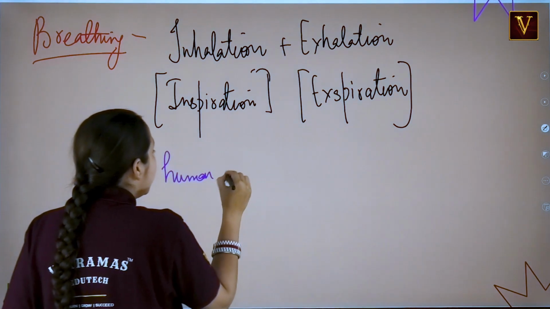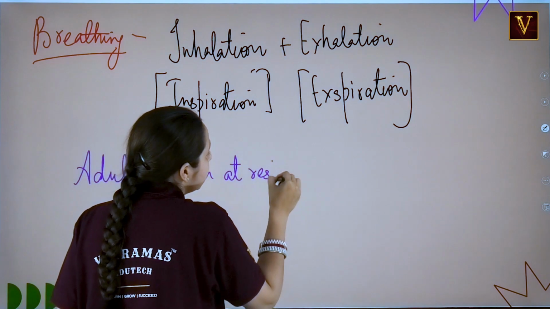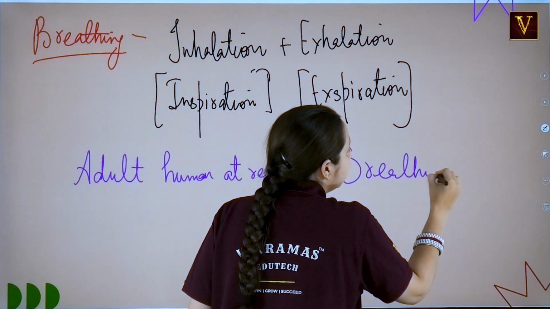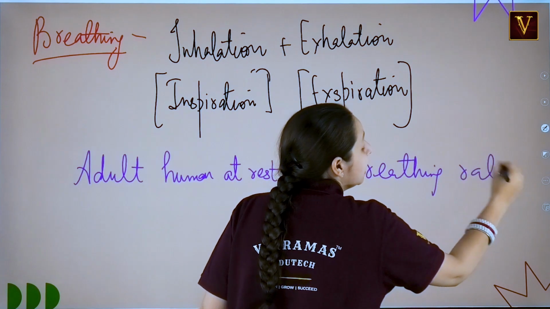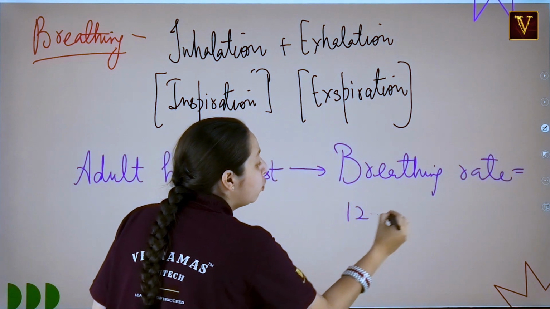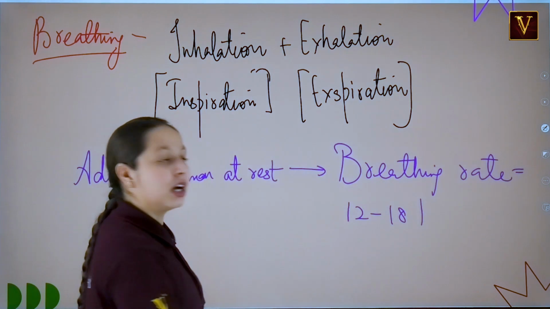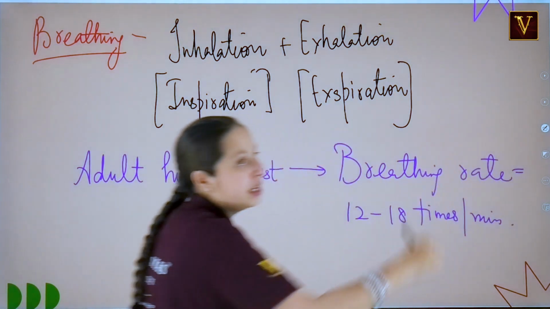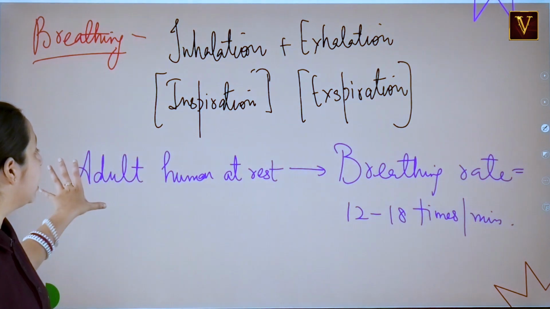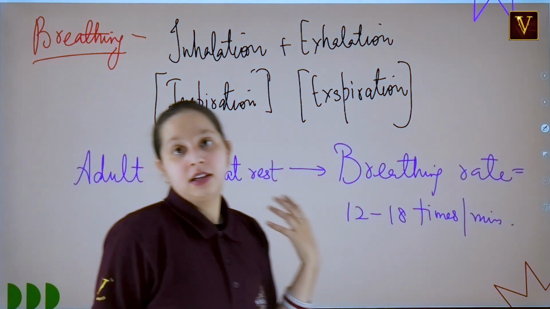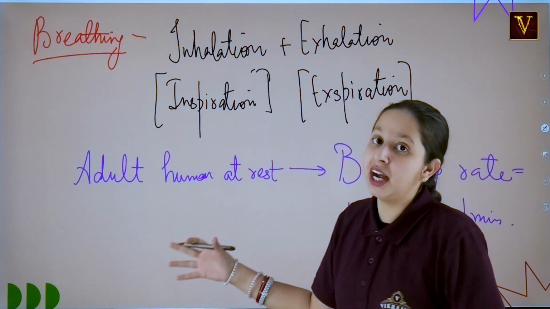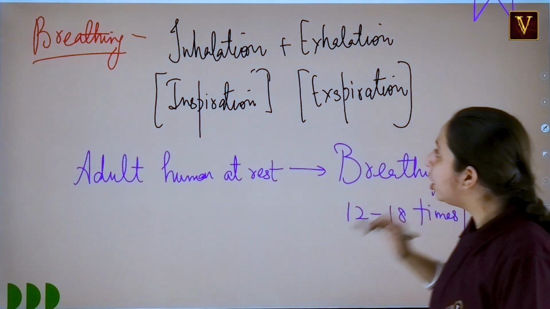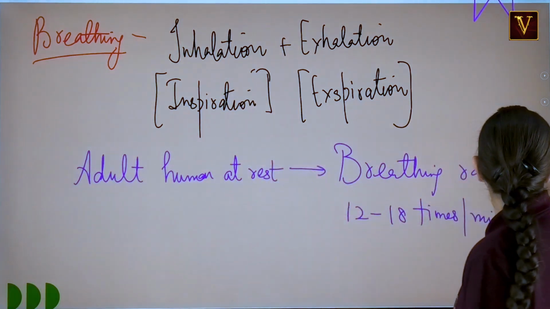If I talk about an adult human at rest, what would be its breathing rate? That is 12 to 18 times per minute. So in an adult human at rest, the breathing rate will be 12 to 18 times per minute.